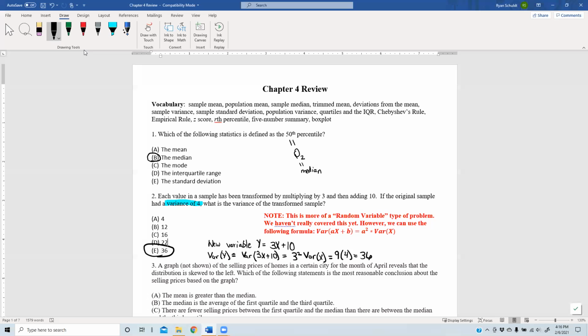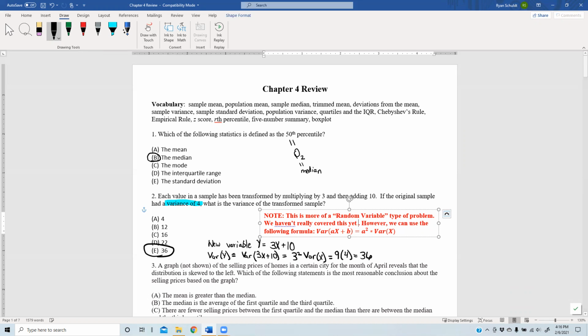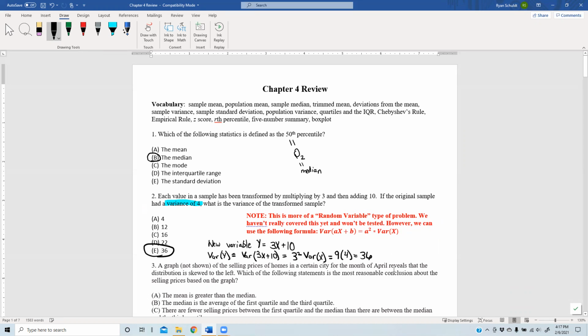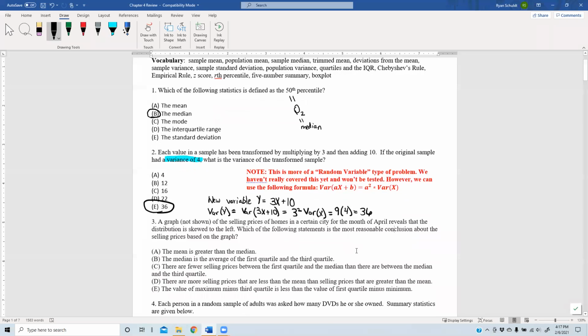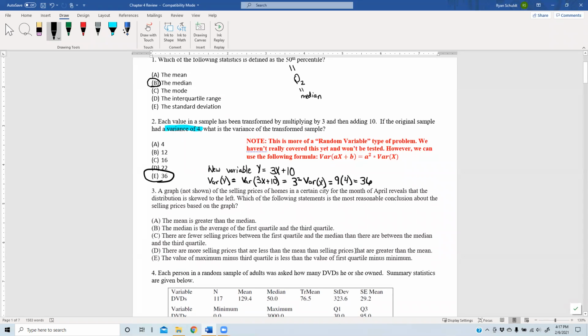Now, this won't be on the test. So let me add that. We haven't covered this. This type of problem will not be on the test. Chapter 7 is when we'll really get to do this stuff. Then it will be covered and you will be expected to know it. But for now, it's just a little extra.